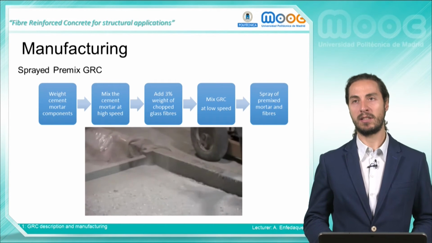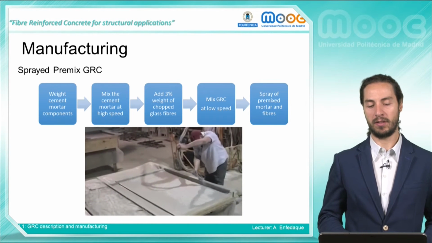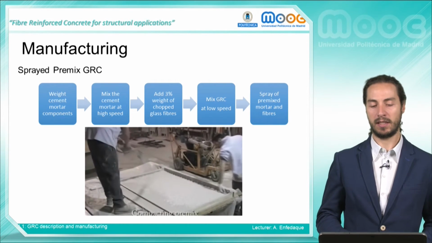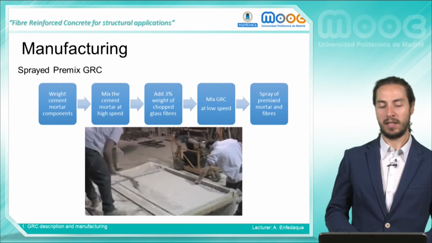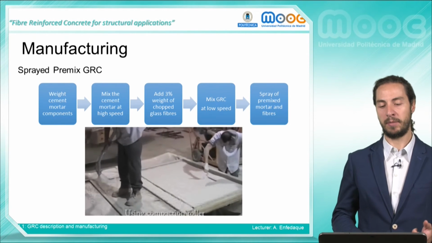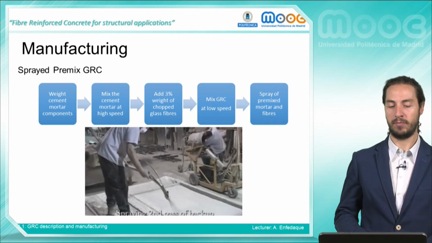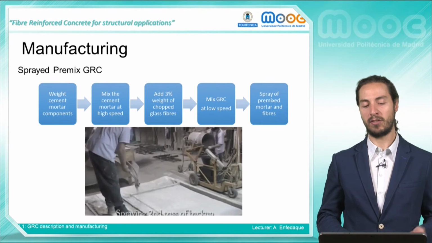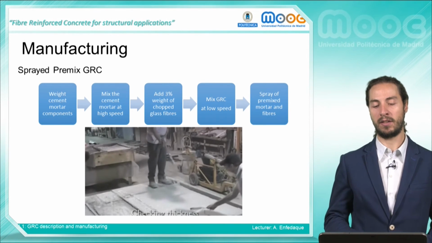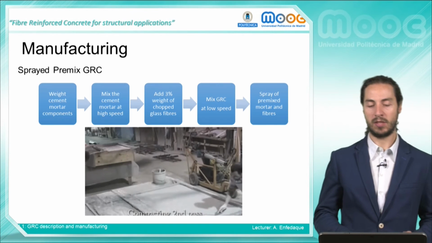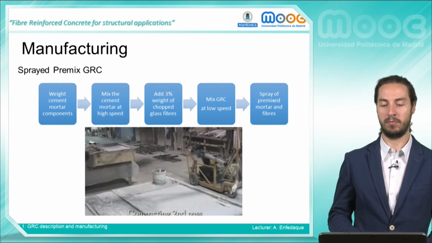The spraying process is repeated similarly as in the previous video of the other methods. It has to be highlighted that once the first layer of GRC has been poured, the GRC has to be adapted to the shape of the mold using a helical roller. Once this has been performed, a second process of spraying starts until the desired thickness is obtained. And these are the three most important GRC manufacturing processes.